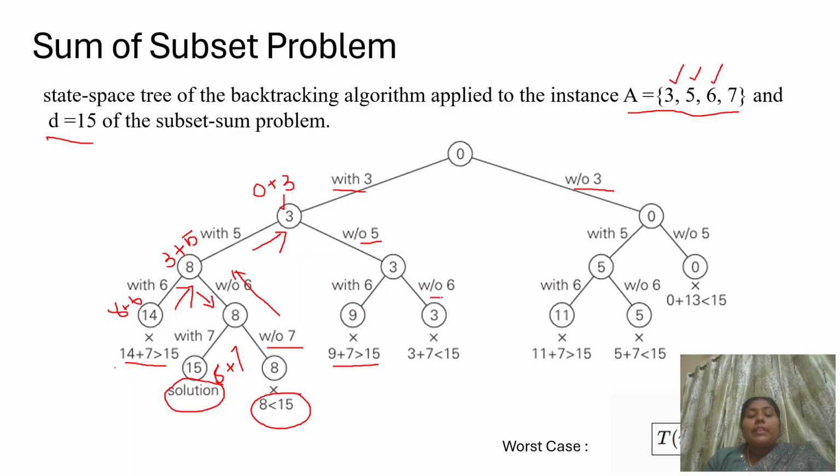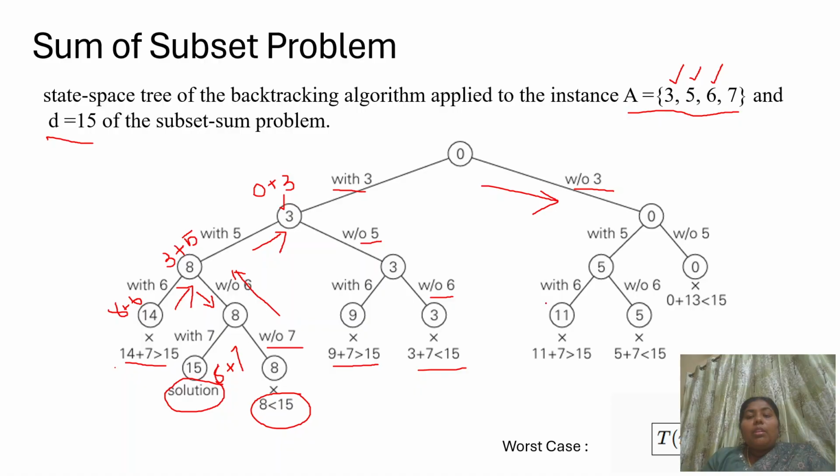Again excluding 6. What is excluding 6? That is equal to 3. What is the last element in the set? That is equal to 7. 3 plus 7 is 10, which is again less than 15. Again it is a dead end. So I am again going backward. Okay, going backward, that is excluding 3 here.